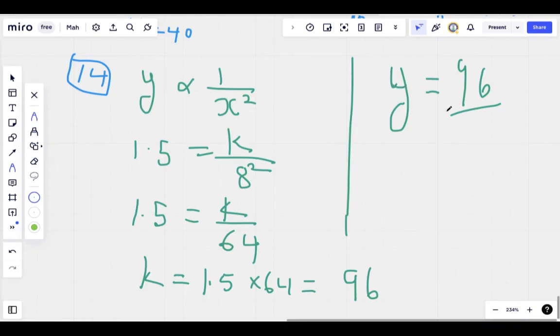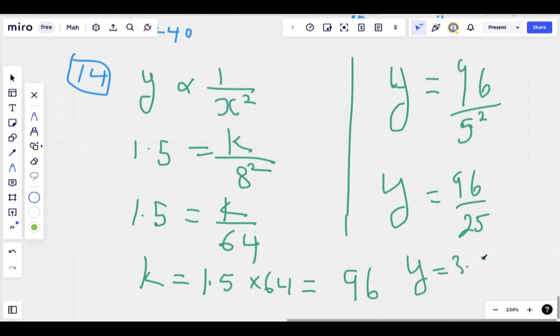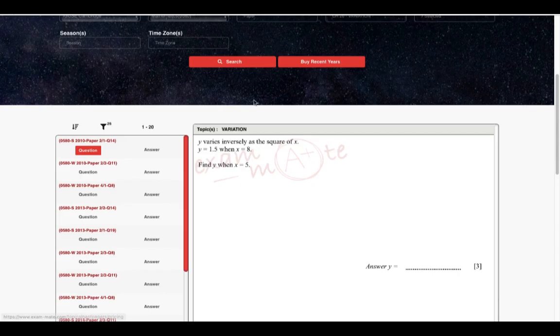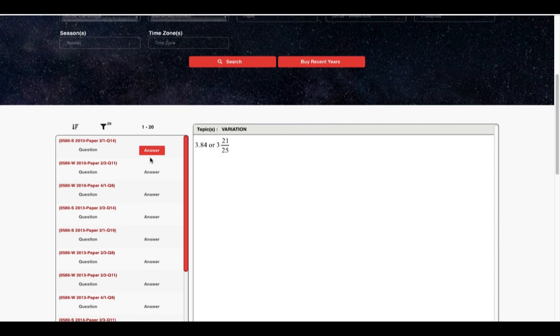So y equal to 96 over 5 to the power of 2, because x is 5, 5 squared. So y will be 96 divided by 25. What do you get? 3.84. Okay, so y will be equal to 3.84. They might leave the answer as a fraction, so 3.84 or 3 21 over 25.